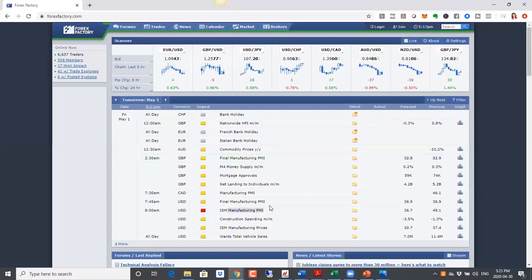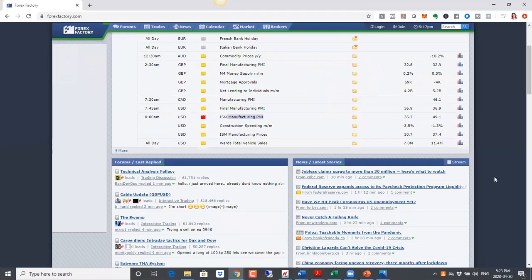We also have manufacturing PMI numbers for Canada as well as US here. So the numbers haven't been coming in that positive for the US. And we have also seen the number of coronavirus cases go up, as have the number of deaths. So together with the data and the coronavirus cases, if we see negative numbers here, we could see US dollar get hit. So that's something to keep in mind here.